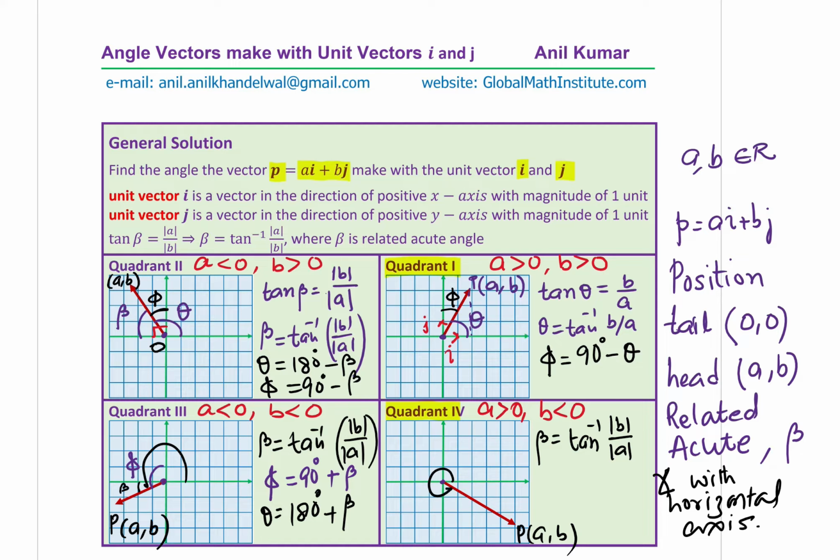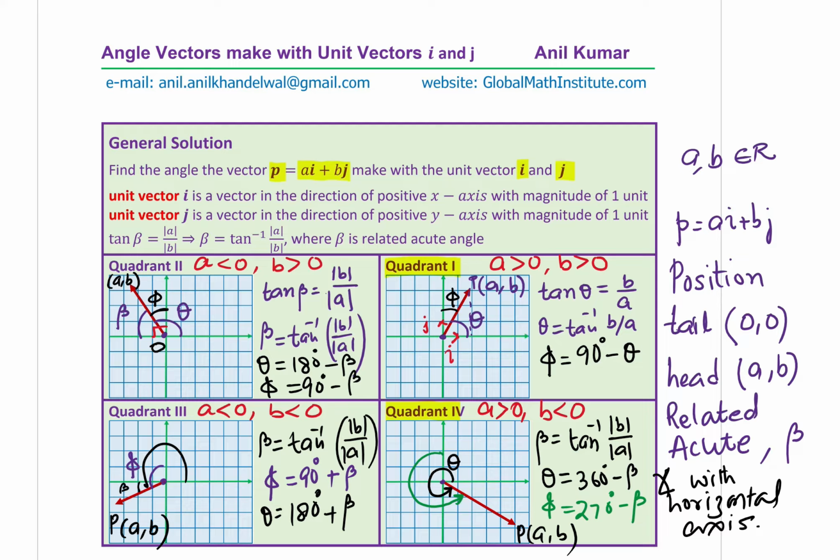Now from here, we need to find the angle. Let's write it with i, which is for us theta. So this is angle theta. Theta is going to be 360 degrees minus beta, and the angle phi with j will be, as you can see clearly here, 270 degrees minus beta.